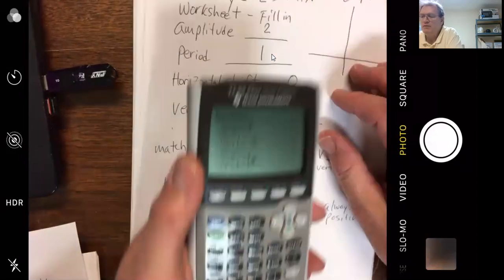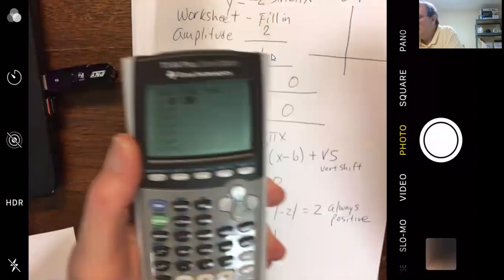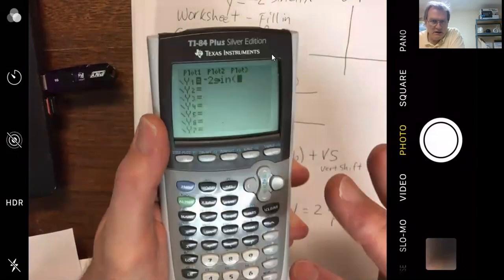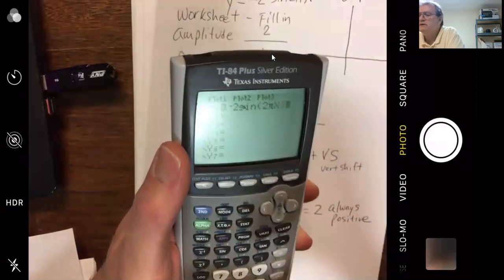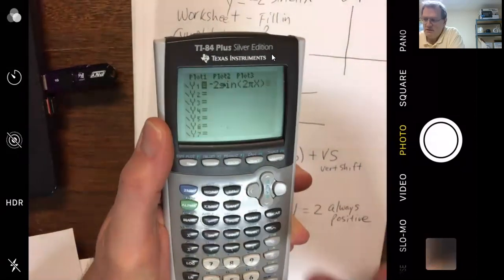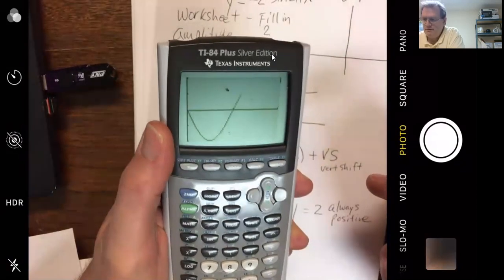Sure, I don't think I've entered the formula. The formula was -2 sine 2 pi x graph. Yeah, that's pretty close to what to look at.